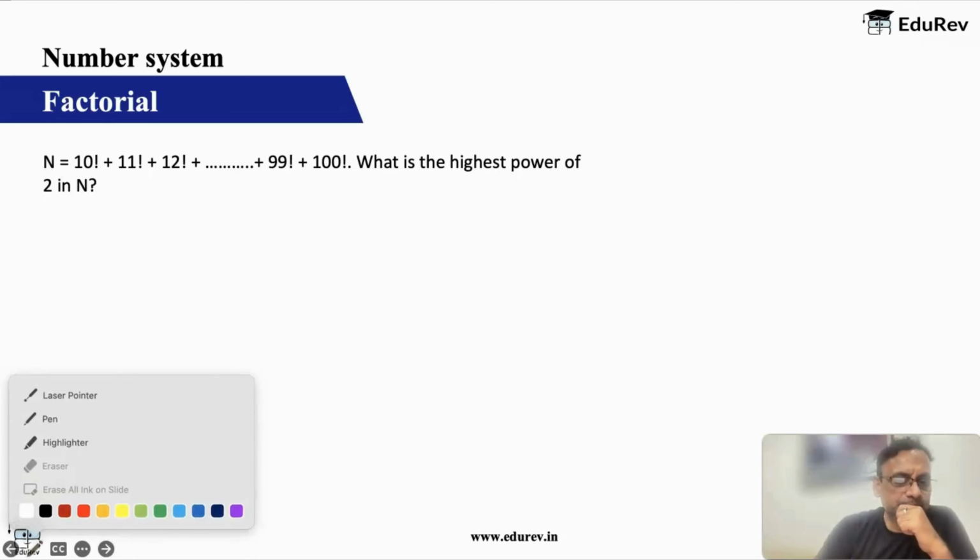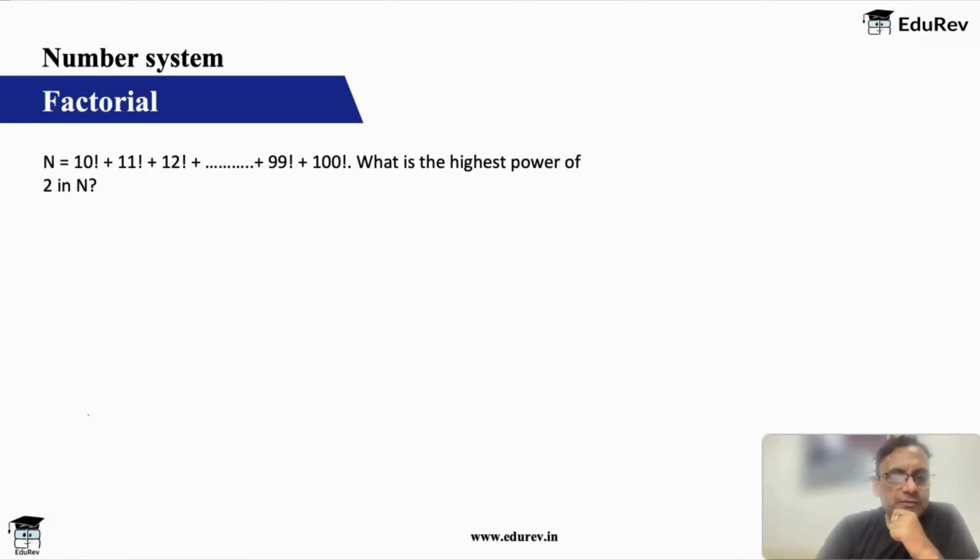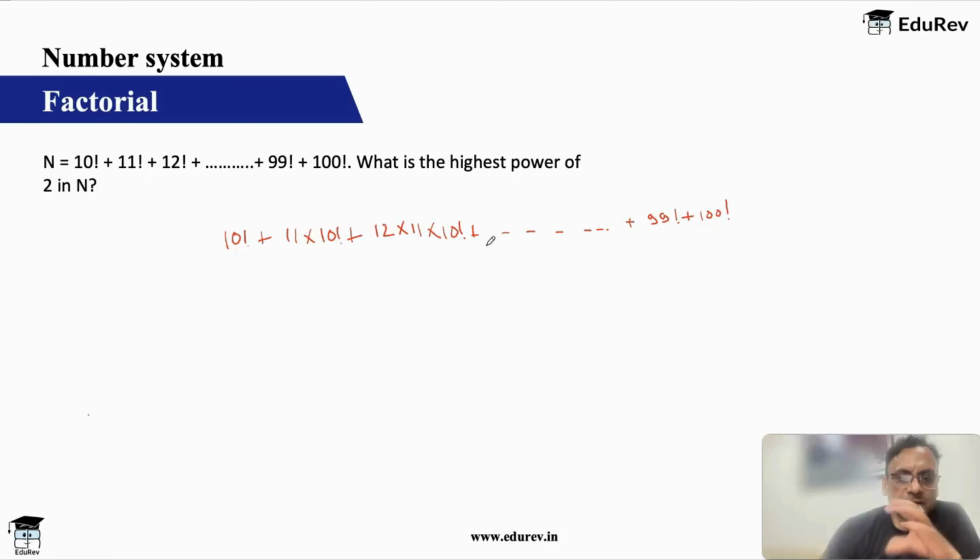Let's start by, we have 10 factorial plus 11 factorial can be written as 11 into 10 factorial plus 12 factorial can be written as 12 into 11 into 10 factorial, and so on, right? You have 99 factorial plus 100 factorial. Okay, so we are fine till here. Then let's take this 10 factorial out. Okay, take this 10 factorial out as common.